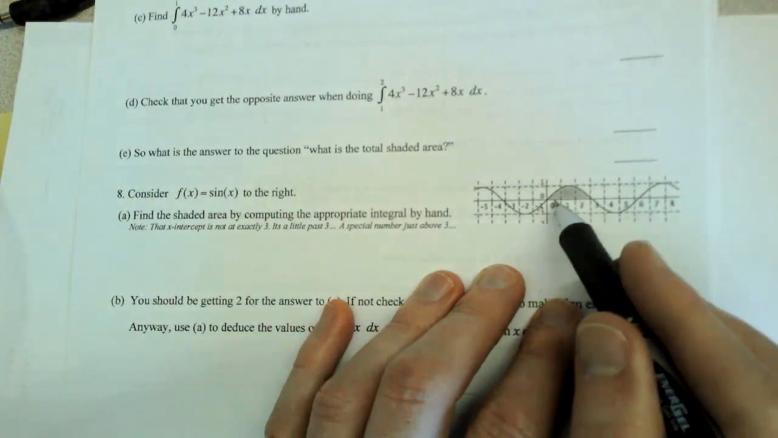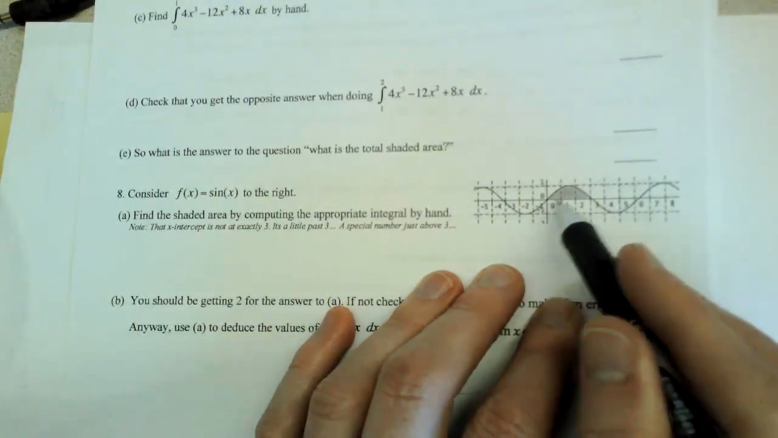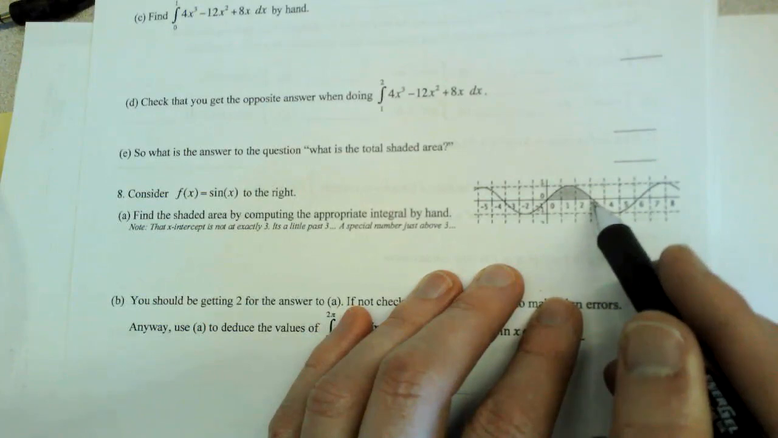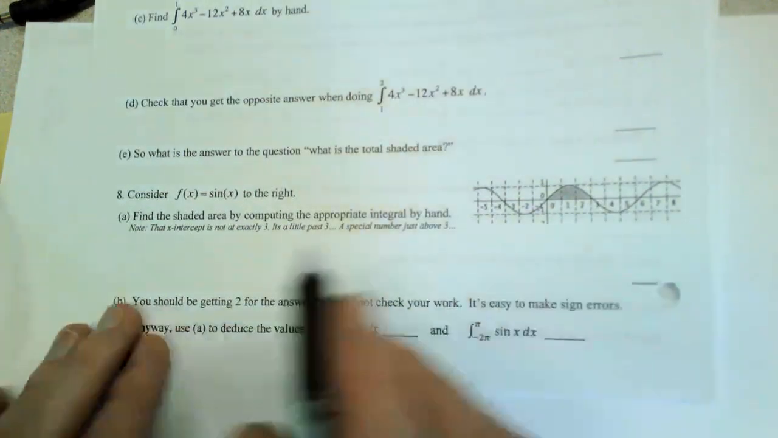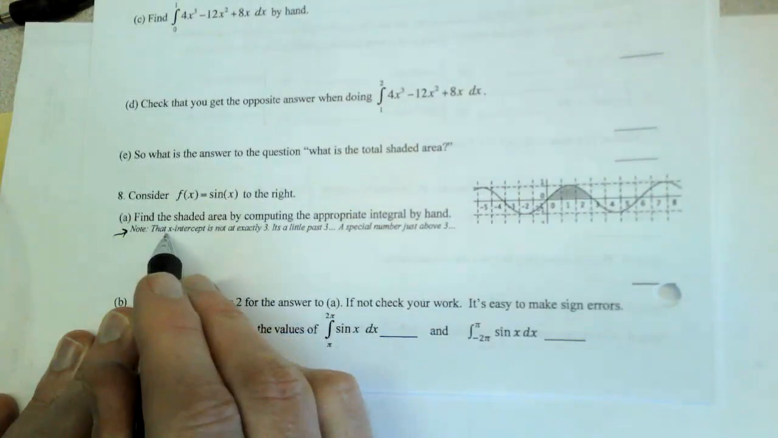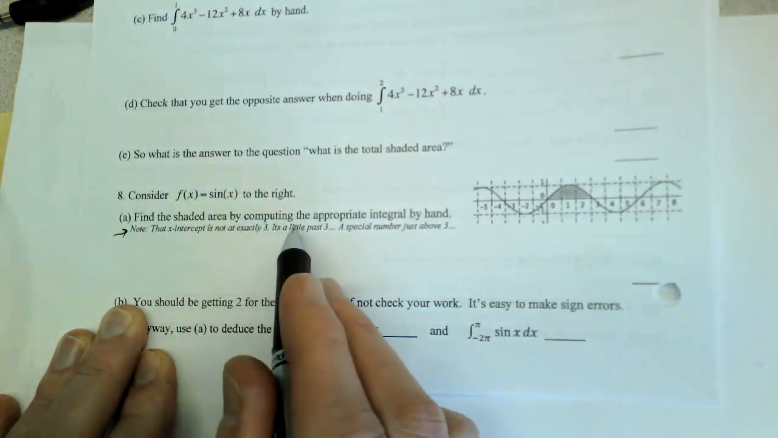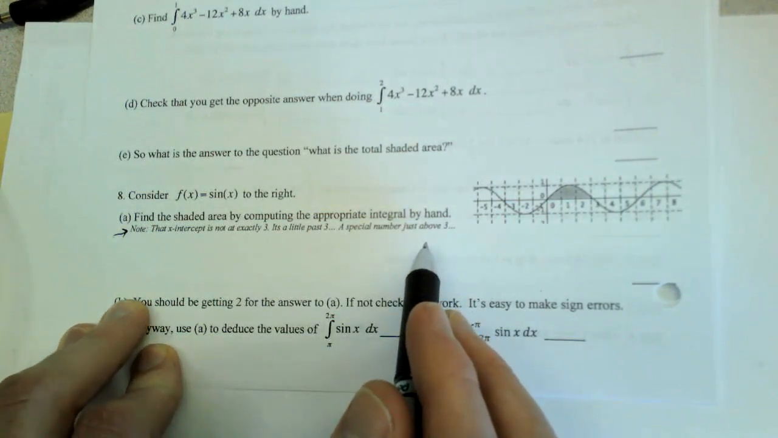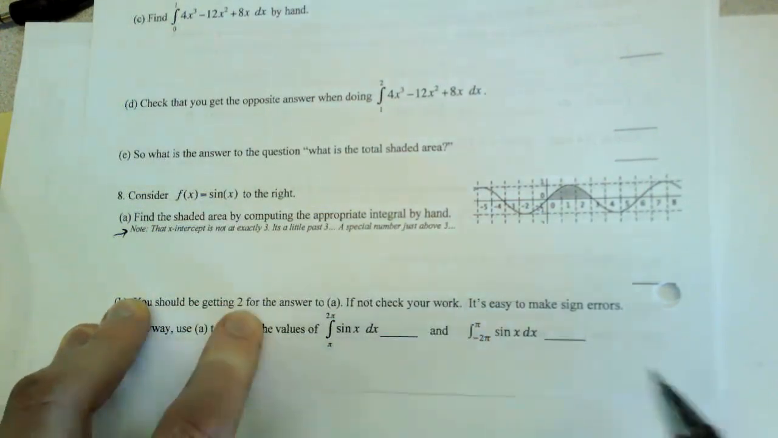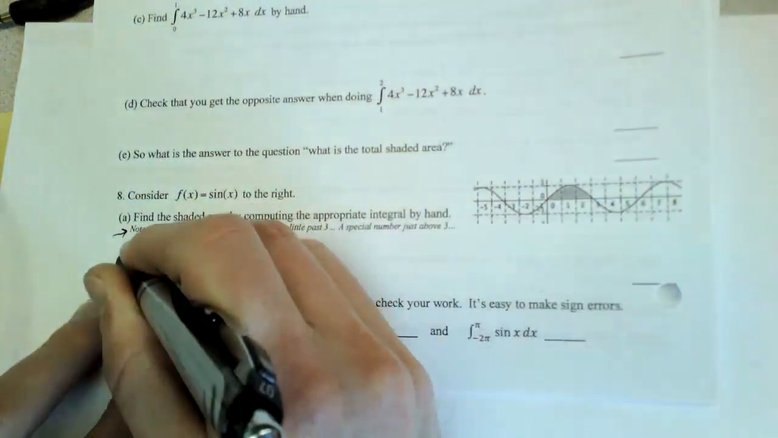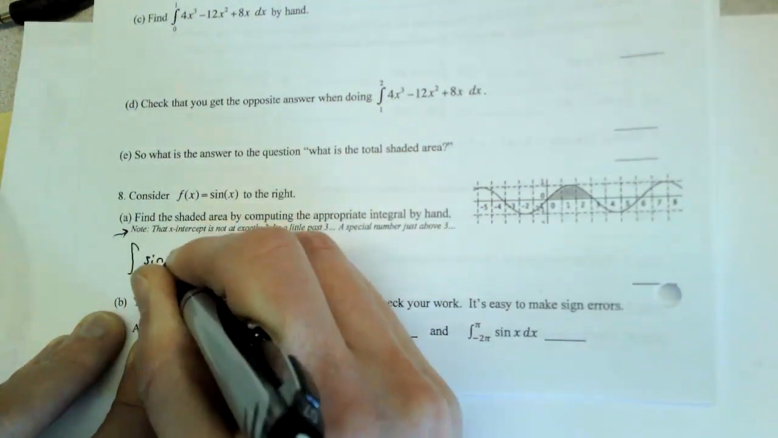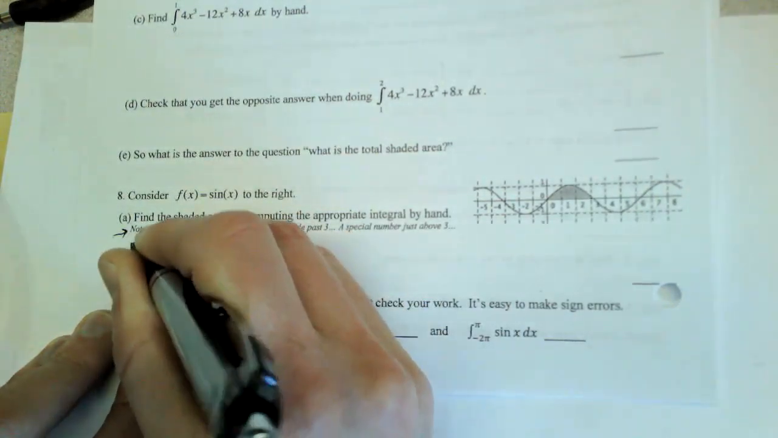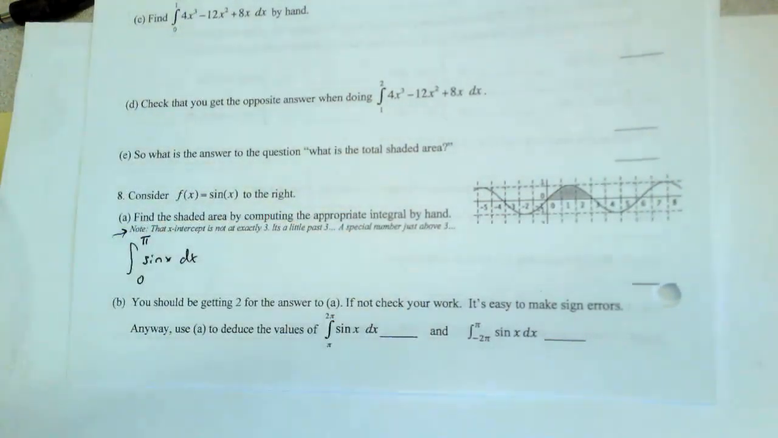It looks like it's the area under the curve from 0 to, if you're kind of sloppy, you might say 3. If you notice, though, they say, hey, look, that x-intercept is not exactly 3. It's a little past 3, a special number just past 3. They're talking about what? Pi. So this region is the region underneath the graph of sine of x from 0 to pi. So that's the integral that you want to compute: the integral from 0 to pi of sine of x dx.